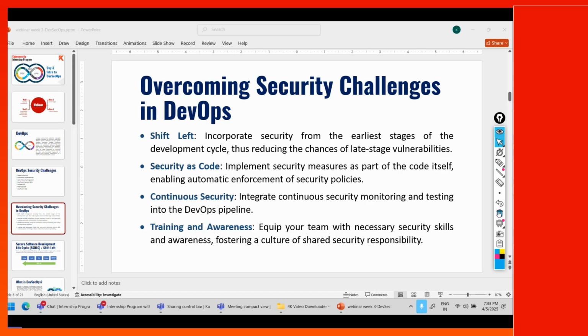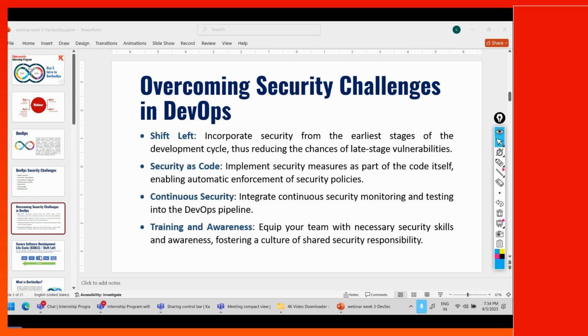Shift left is incorporating security from the earlier stages of the development life cycle. That reduces the chances of late stage vulnerabilities. Security as code implements security measures as part of the code itself, enabling automatic enforcement of security policies, right? Continuous security integrates security monitoring and testing into the DevOps pipeline. That is another factor in this process as well, right? And training and awareness means properly training employees to overcome the skill gap in cybersecurity. We need to overcome those things as well, right?